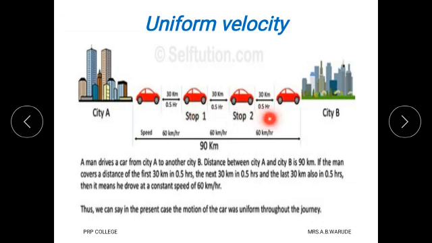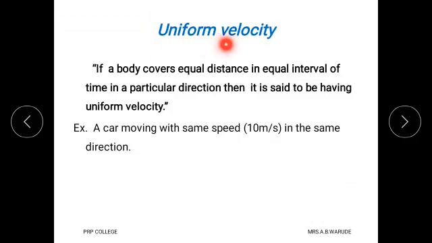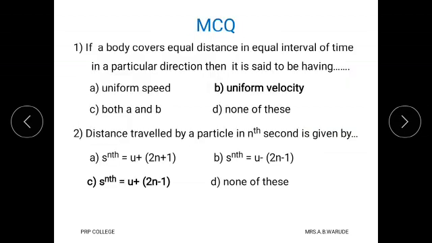That means its speed, its velocity is constant, and therefore from that we write the definition: if a body covers equal distance in equal intervals of time in a particular direction, then it is said to have uniform velocity. An example is a car moving with the same speed, that is 10 meters per second, in the same direction. The meaning is that the time is the same, and within that particular time the car or bike covers equal distance, and therefore at that time the velocity is called uniform velocity.